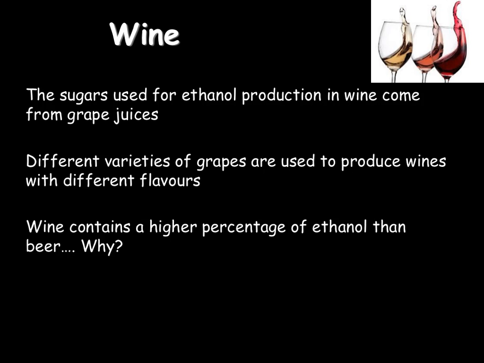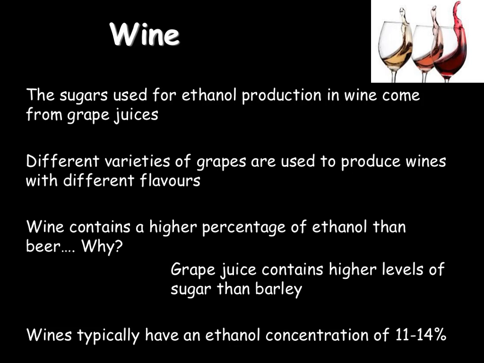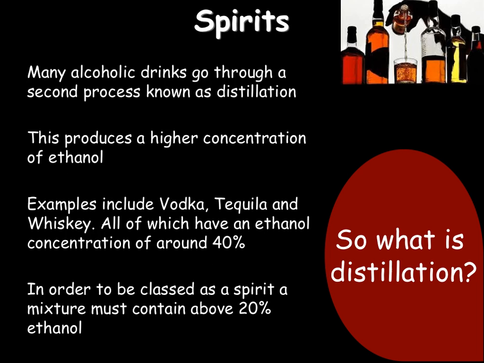For wines, the sugars used for ethanol production come from grape juice. Different varieties of grapes produce wines with different flavours as well as different colours, with white wine, rosé wine and red wine. Wine contains a higher percentage of ethanol than beer. The question would be why? Simply, grape juice contains much higher levels of sugar than barley. Think about how sweet grapes are. This means that wine typically contains an ethanol concentration of about 11 to 14%.